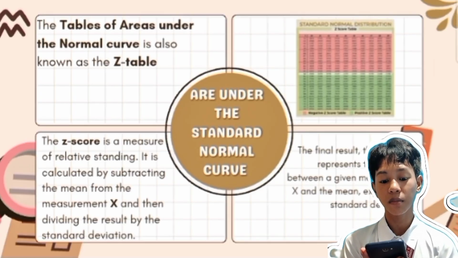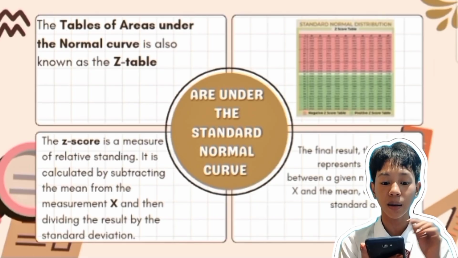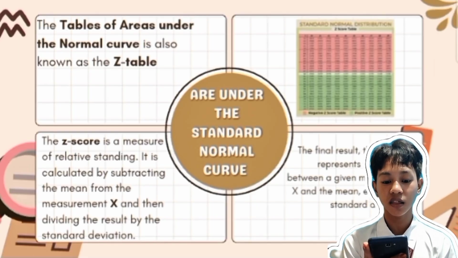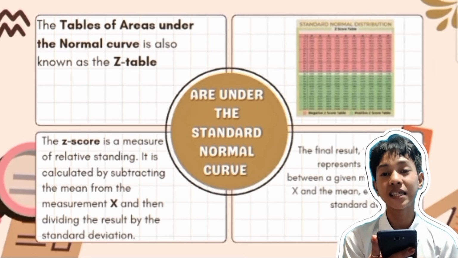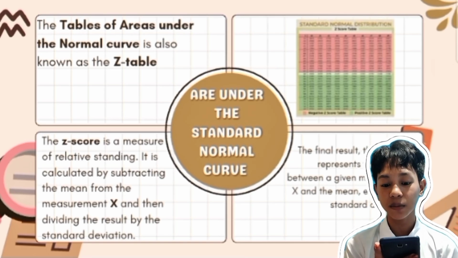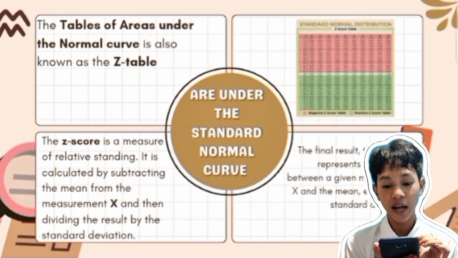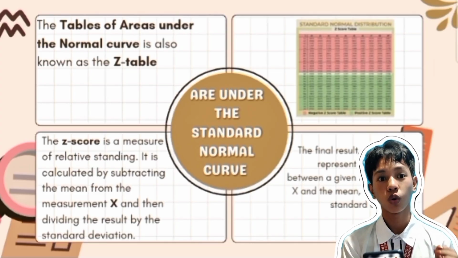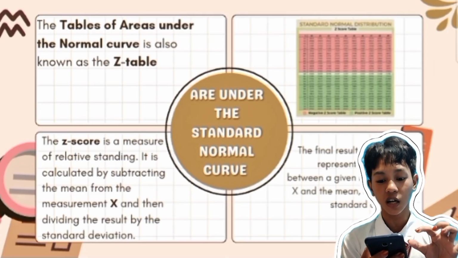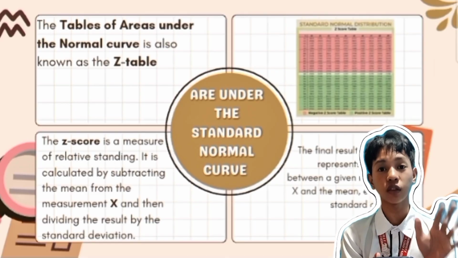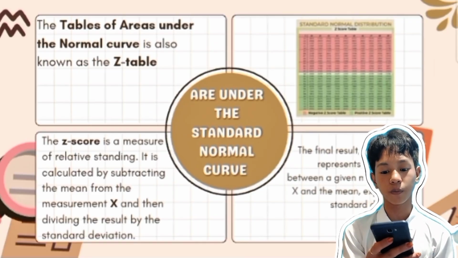The z-score is a measure of relative standing. It is calculated by subtracting the mean from the measurement x and then dividing the result by the standard deviation. The final result, the z-score, represents the distance between a given measurement x and the mean, expressed in standard deviations. So the result of the z-score represents the distance on the normal curve. So, the x and the mean are expressed in standard deviations.